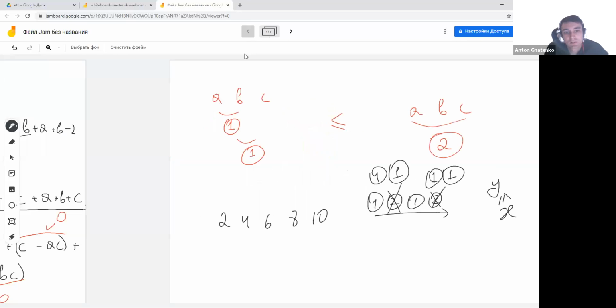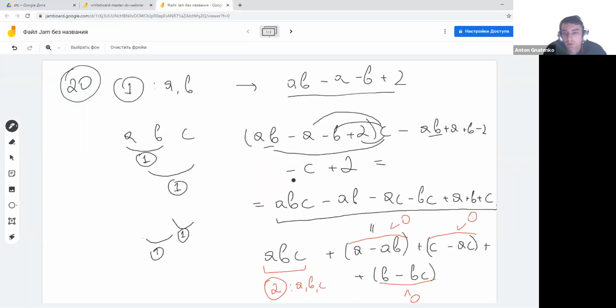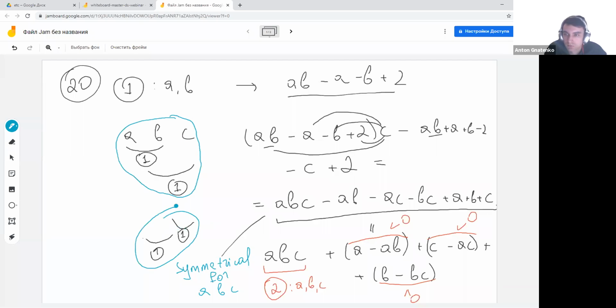If we forget about this, let's just look at this result. This result is kind of, I'll write it with blue, and I hope that I spell it correctly, symmetrical for A, B, and C. So it doesn't matter whether we use this order of performing operation 1 or this order. The result is the same. So operation 1 is, as in algebra, associative. So it doesn't matter in which order you apply it.